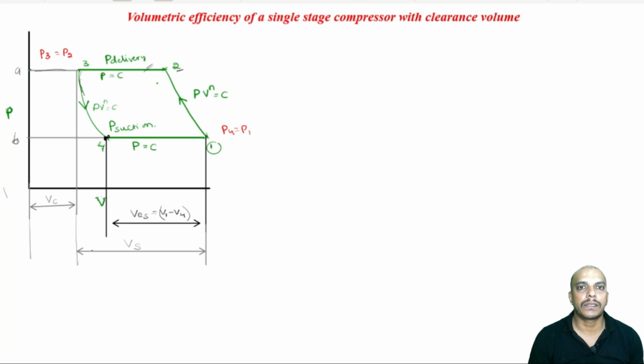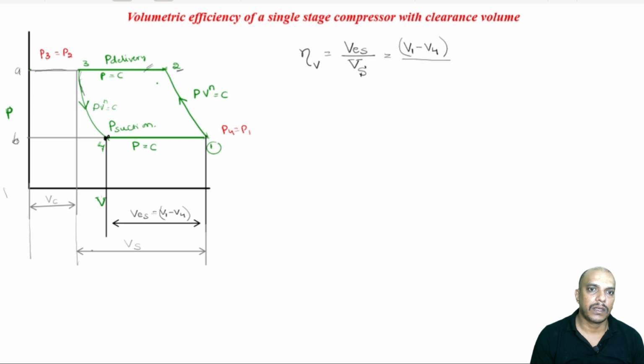Now let us start from the definition of volumetric efficiency. Volumetric efficiency is given by effective swept volume divided by swept volume. Now what is effective swept volume? Effective swept volume is V1 minus V4. Now V1, if you see, is from here to here. So this is our V1.